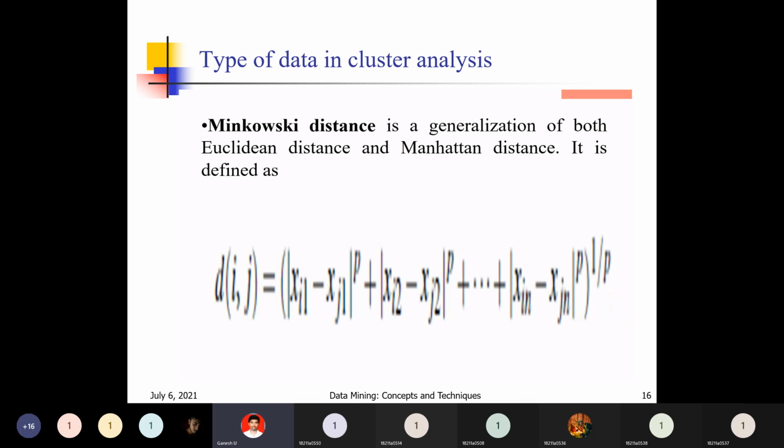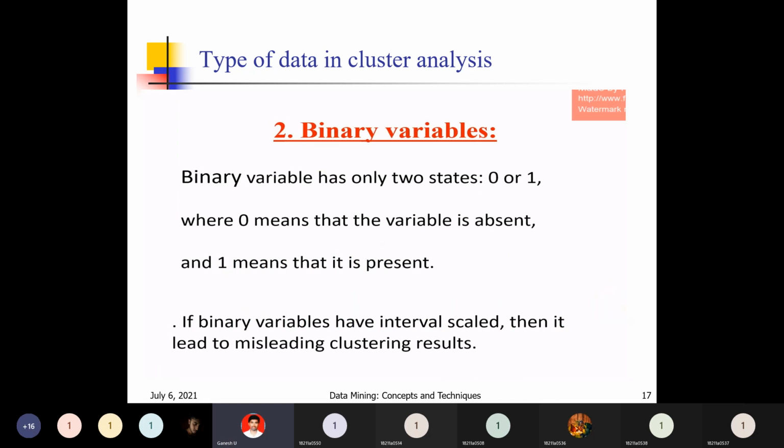So it is the combination of both, the generalization of both. Binary variables. Binary means 2. The variable consists of two types of values, 0 or 1. 0 represents the value as absent or negative. 1 represents the value as positive or present.